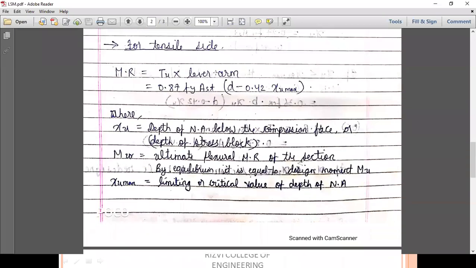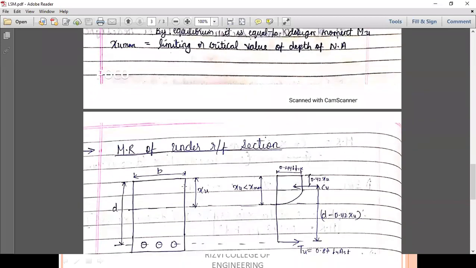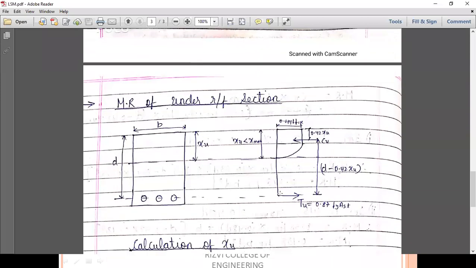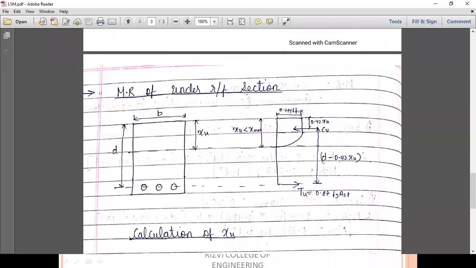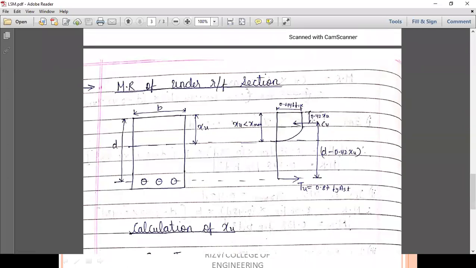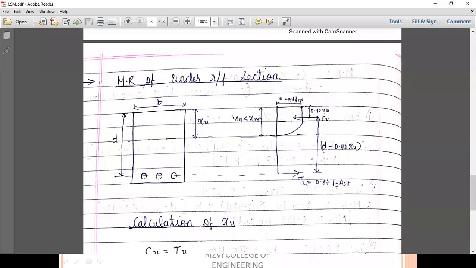Now we will see MR of an under reinforced section. Same as we did in WSM, where we checked MR for balanced and MR of an under reinforced section. So how to get MR of an under reinforced section? Xu should be less than Xu max. Since we are taking it as an under reinforced section, you already know the concept of balanced, under and over. So this is 0.446 fck, this is the 0.42 Xu distance of Cu, and lever arm is D minus 0.42 Xu.